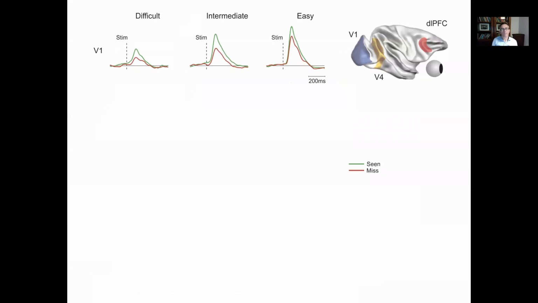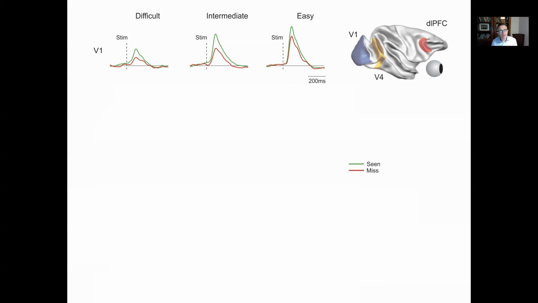Okay, and when we started to do the recordings, we were in for a surprise. I didn't expect this result. What we did here, we're recording now from area V1. The animals have electrodes chronically implanted in their brain, through which we record multi-unit activity. And we see here the activity on difficult trials, intermediate trials, and easy trials. So as expected, you get better responses for stronger stimuli. But we also sorted the trials here based on whether the animals saw the stimulus or not.